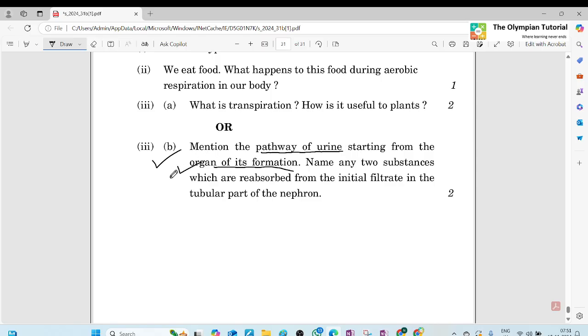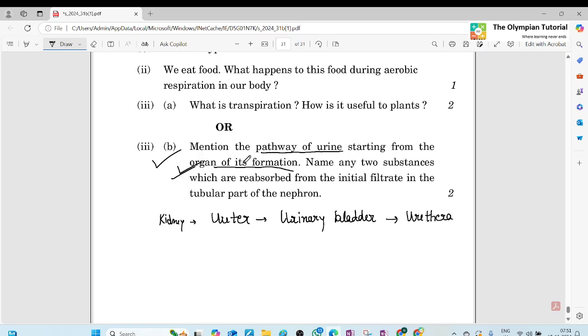So let me know the organ from where it is formed. Ma'am, kidneys. After that, ureters, very good. After that, urethra. Firstly in the urinary bladder it is collected. Urinary bladder, okay, and after that, the urethra. Okay, so we completed the first part.